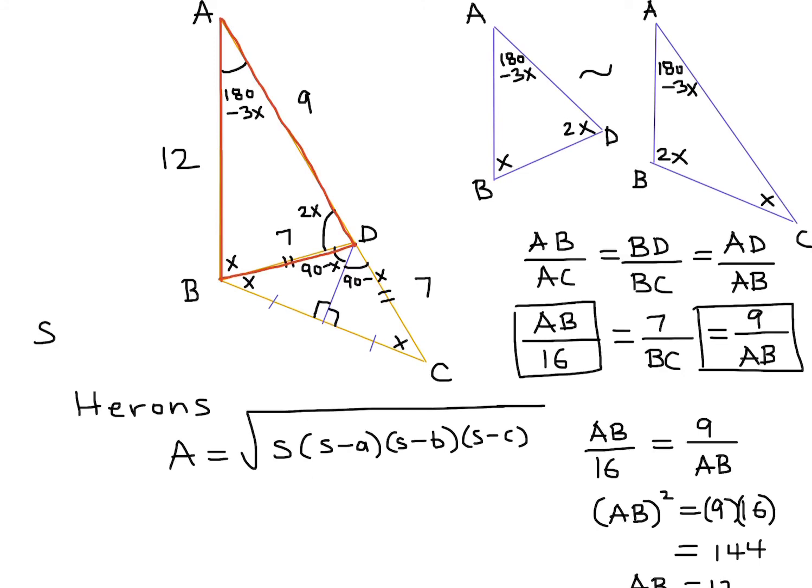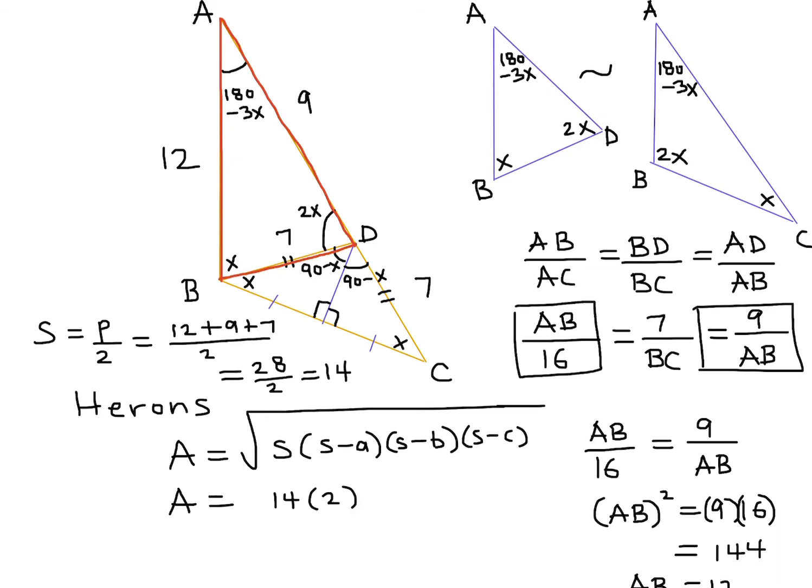So what do we mean by semi-perimeter? Basically the perimeter divided by 2. So the perimeter in this case is 12 plus 9 plus 7 divided by 2, which is 28 divided by 2, which is 14. So S is equal to 14. So we got 14 times 14 minus 12, which is 2, 14 minus 9, which is 5, and 14 minus 7, which is 7. And this looks like a big number, 980.